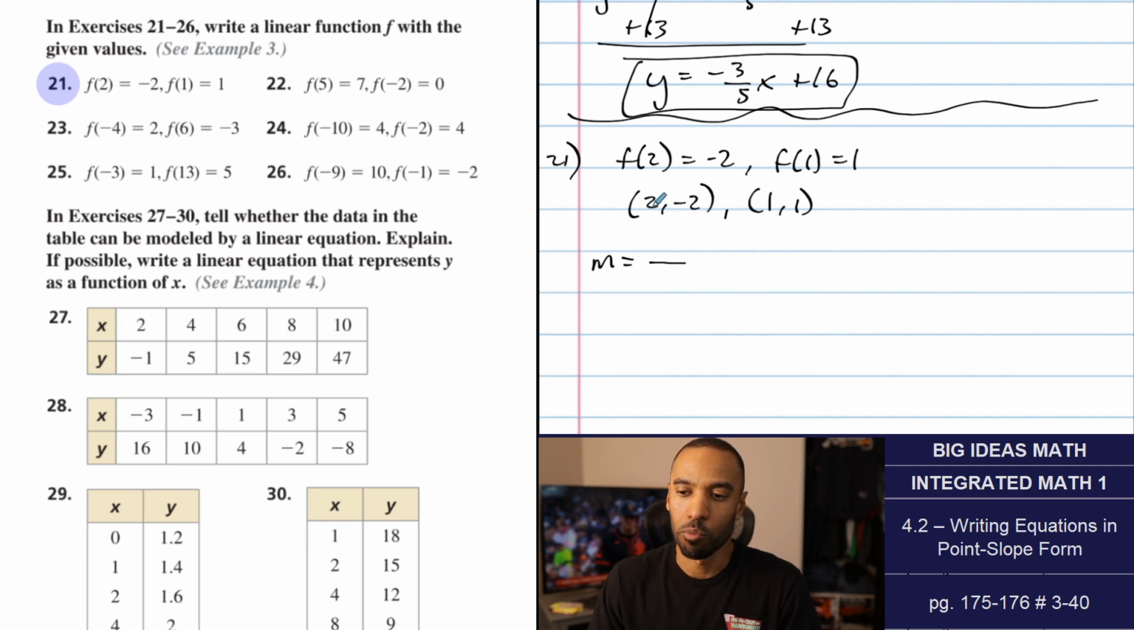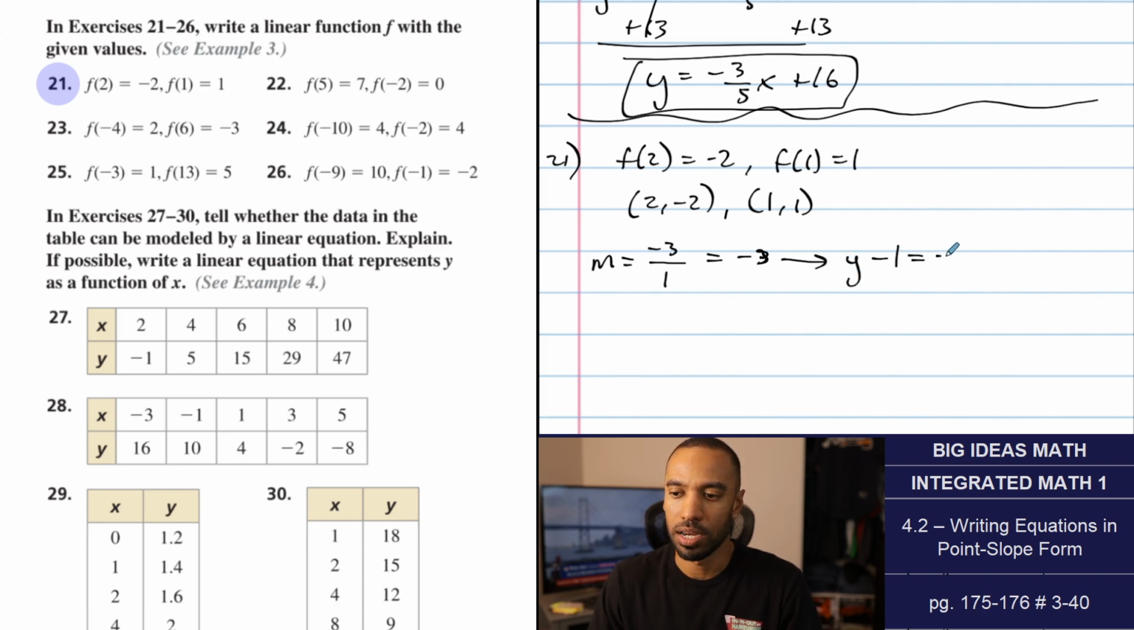Anyway, we run from 1 to 2. That's a run of 1. And so from 1 to -2 is a fall of 3. So with -3 as the slope, I of course want to use these 1s here. This is going to say y minus 1 equals -3 times x minus 1.